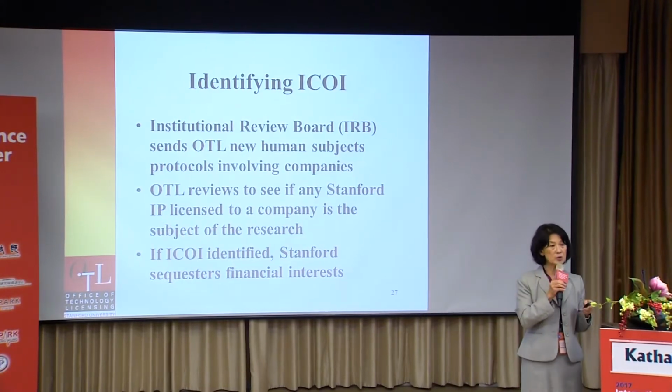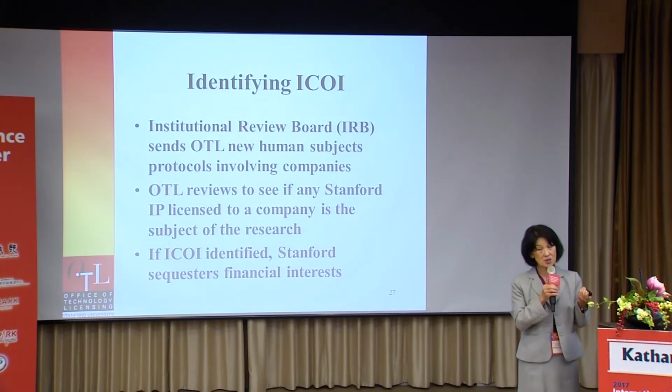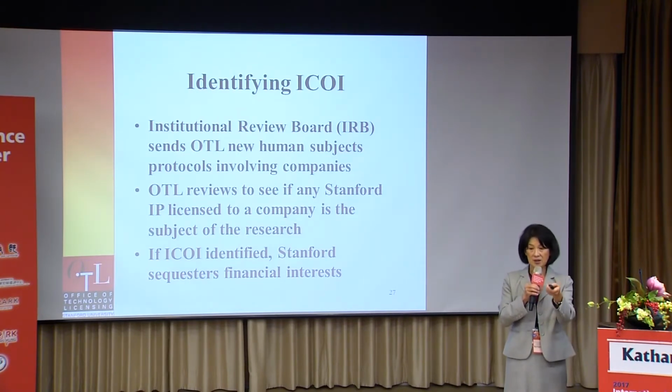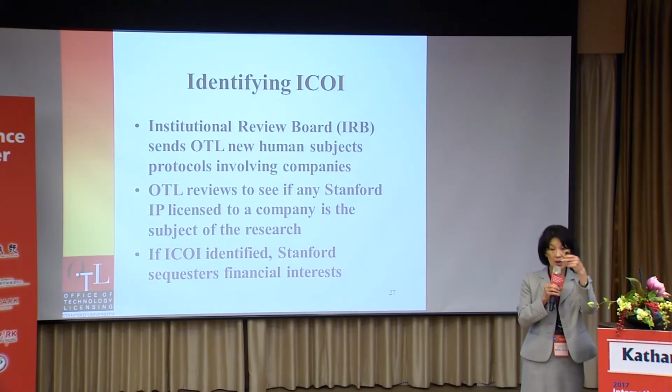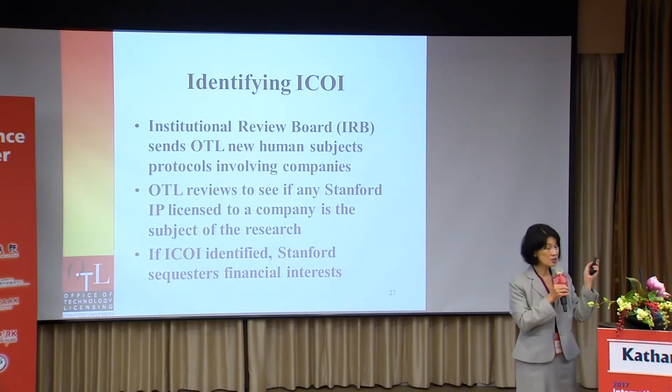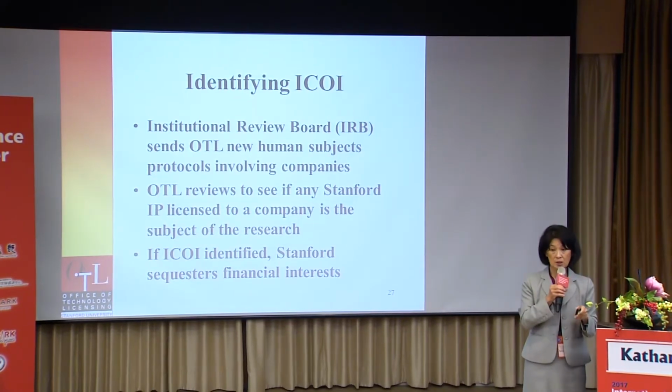But every once in a while, we'll see a protocol that involves a company that we've licensed. So again, it's needing to know who we've licensed and what technologies we've licensed to them. If a startup company is doing a clinical trial on technology that we didn't license to them, that's actually okay, because they're not doing a trial on our technology. On the other hand, if they're doing a trial on our technology, we identify it, we tell the Institutional Conflict of Interest Committee, and we will then sequester it immediately.